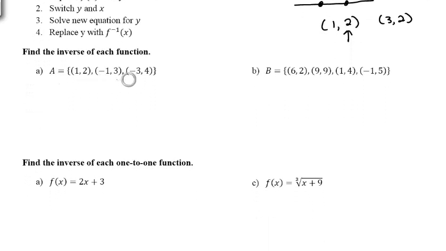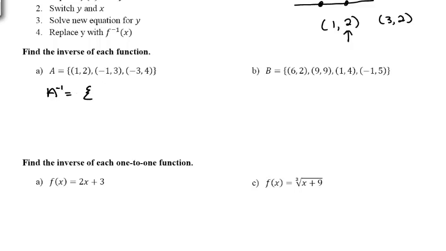So here we have a function A, and it's a list of xy coordinates. So first of all, the x values are all different, the y values are all different, so it is a function and it does have an inverse, and so we can go ahead and find that inverse.